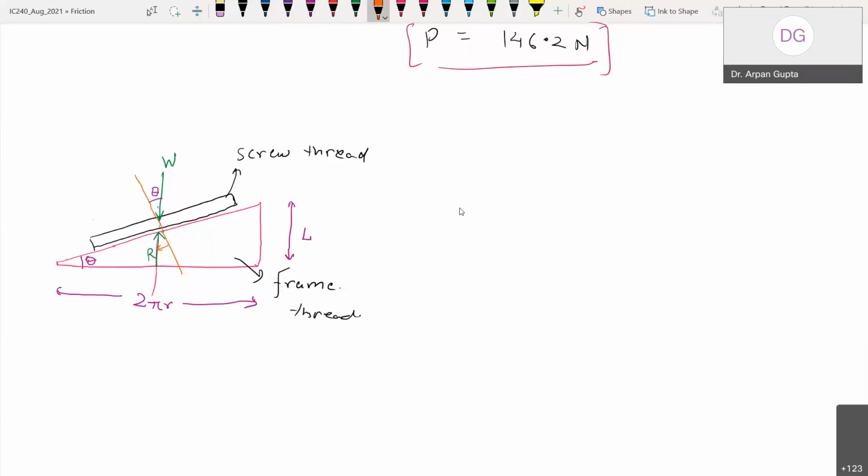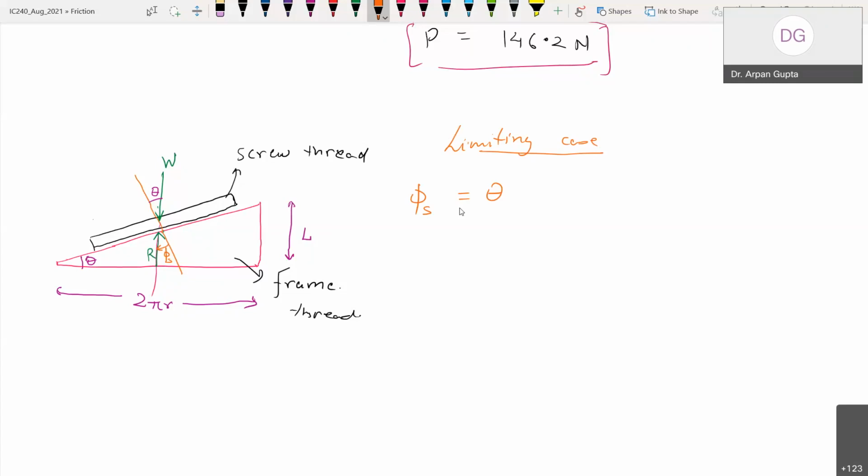And what is the condition, or what is the case at which this is going to be maximum? That case will be when this phi s will be equal to theta. So this is the limiting case, when the block is just about to slide on the inclined plane.